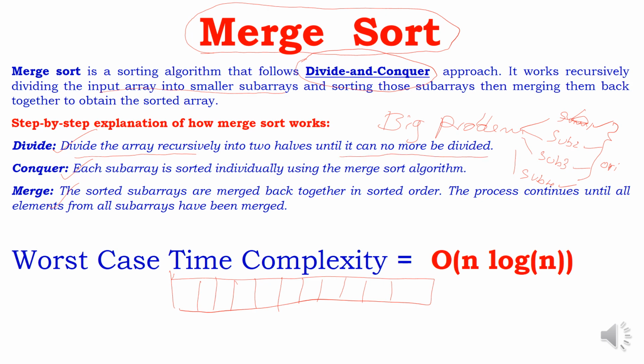The array is divided into smaller subproblems until it can no more be divided. Suppose there are 10 elements. The array is divided into two subarrays, 5 elements and 5 elements. Then the first subarray of 5 elements is again divided into two subarrays, 3 elements and 2 elements. Then 3 elements are divided into 2 elements and 1 element, like that. If a small subarray contains only one element, it cannot be divided further.